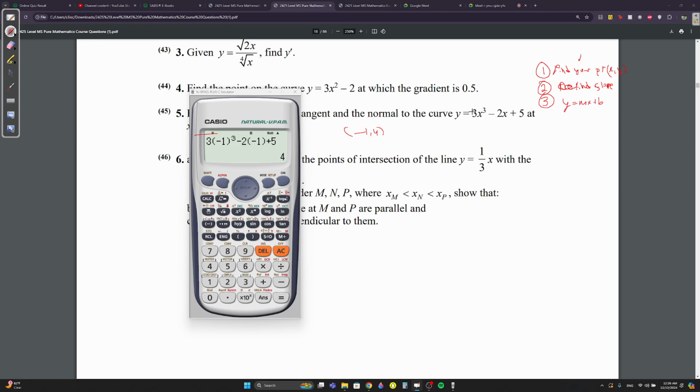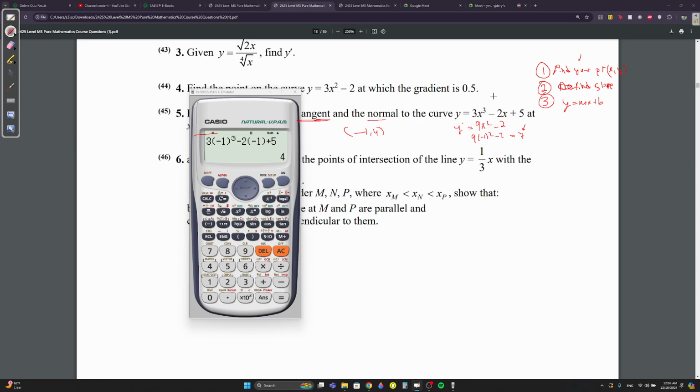Let's find the slope. How do you find slope? Derive. What's y prime? 3 times 3, 9, reduced by 1, x squared. 1 times -2, reduced by 1, no more x. 5 doesn't get derived. We need to substitute -1 here. So 9 times -1 squared minus 2. Obviously, you're going to get 7, right? So the slope is 7 for the tangent.